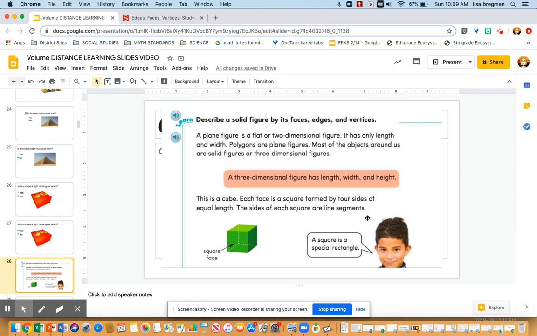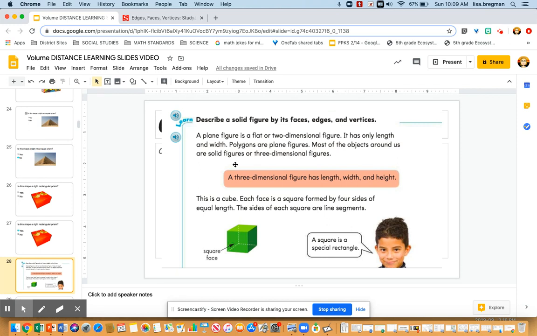We're going to start taking notes on the different vocabulary. We're going to break down the shapes and know the vocabulary of the shapes. So we describe a solid figure by its faces, edges, and vertices. A plane figure is a flat two-dimensional figure. It only has length and width. And as we learned, polygons are plane figures.